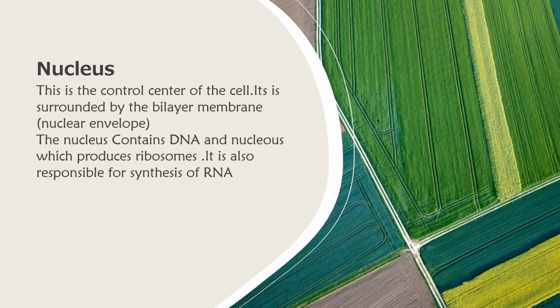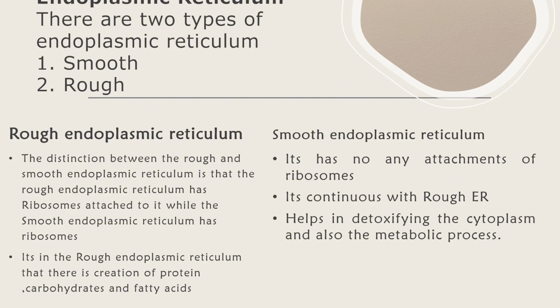So the nucleus is the control center of the cell. It's surrounded by the bilayer membrane, which is double, two, and then the nuclear envelope. The nucleus contains DNA, and the nucleolus in there is where the ribosomes are being produced. It's also responsible for the synthesis of RNA.